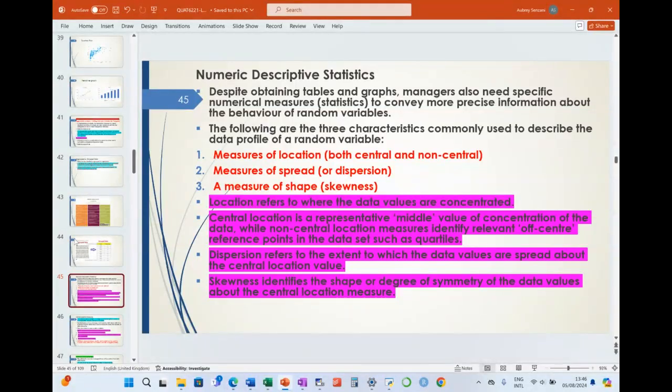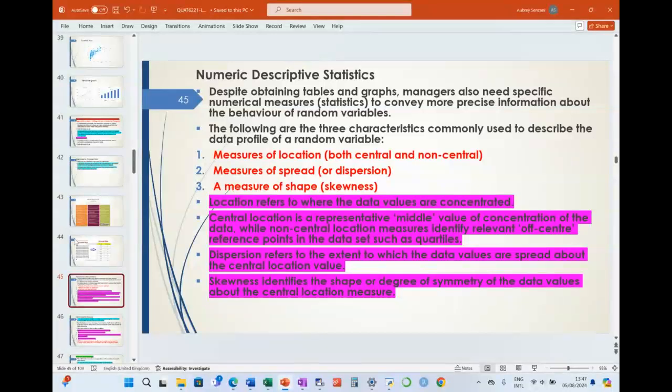Central location is a representative middle value of concentration of the data, while non-central location measures identify the relevant off-center reference points in the data, such as quantiles. We spoke a little bit about quantiles. We will see them a little more as we go down.